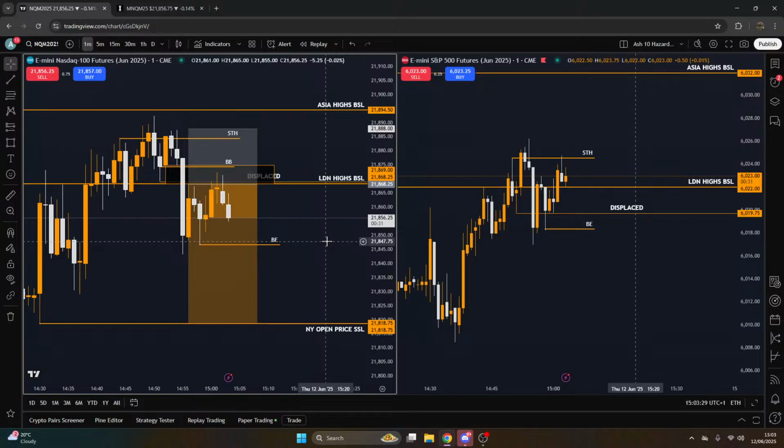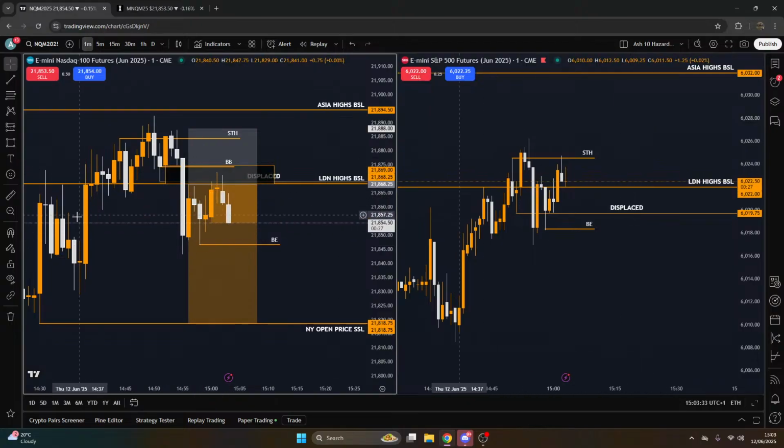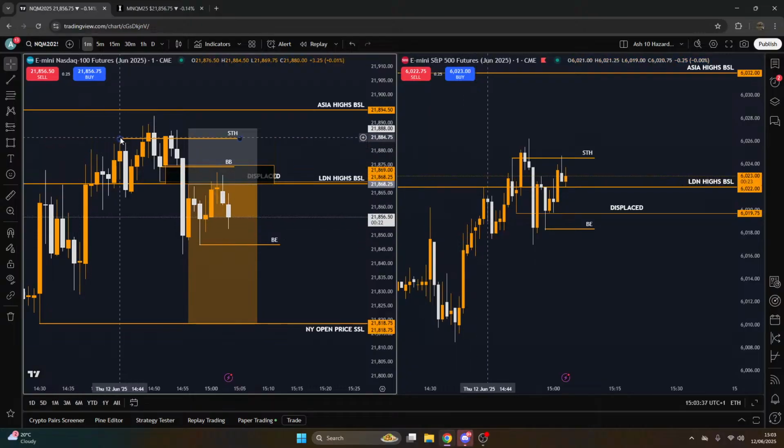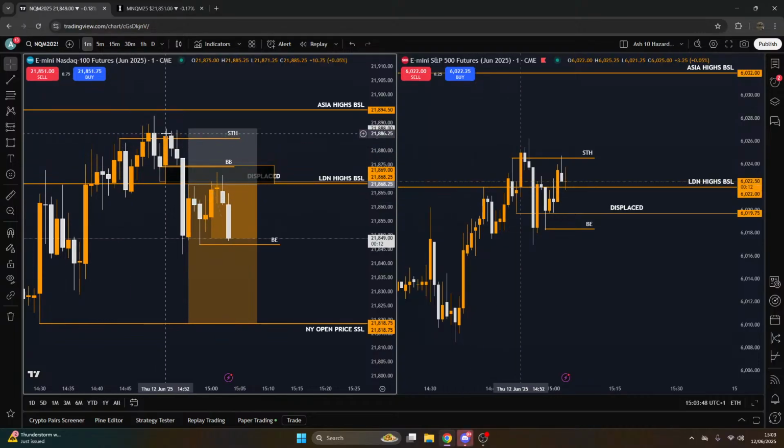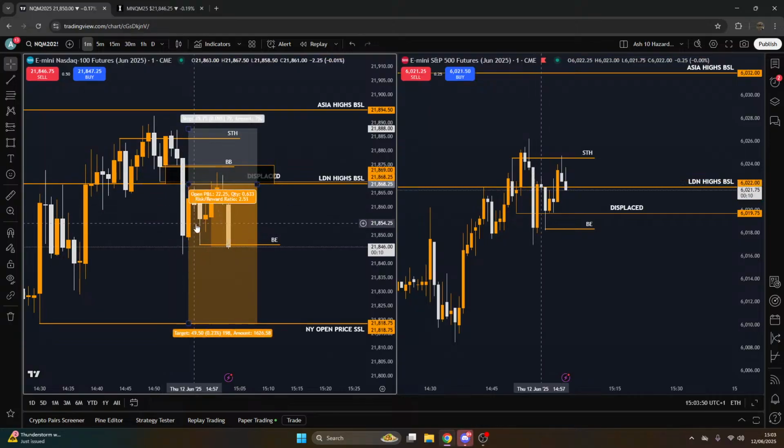So you guys can see how I've told you how it's unfolded. We've manipulated higher, taken out London highs, and taken out the short-term high. We originally had a short-term high, it went up, took out the short-term high, moved lower, then took out further stops, and then displaced lower. That's the displacement, and there we go.